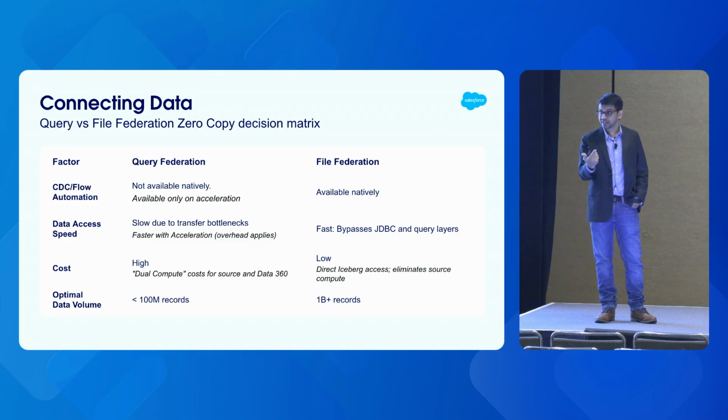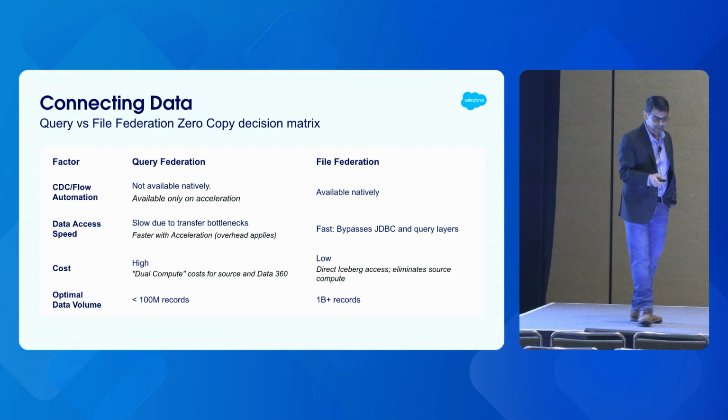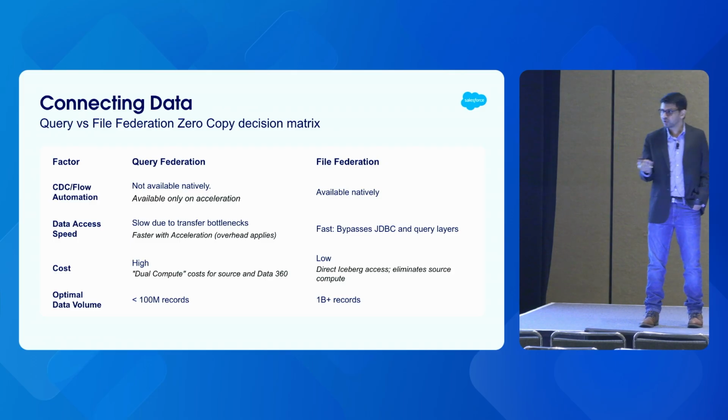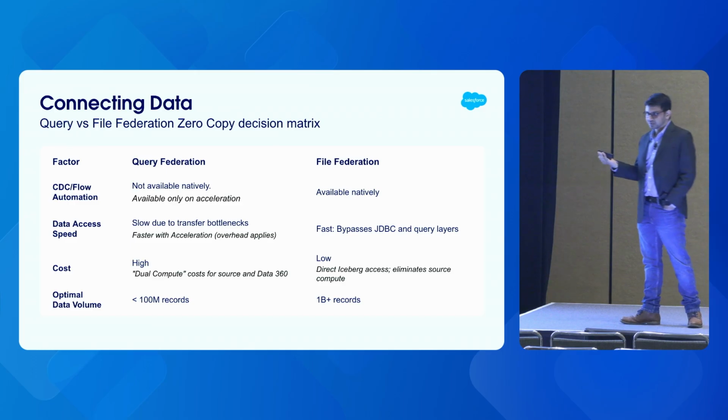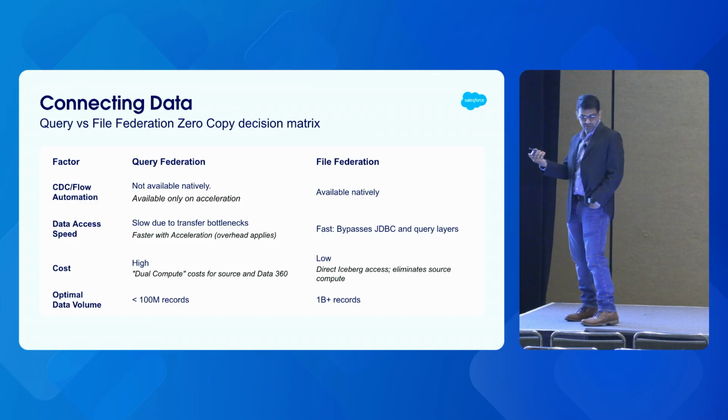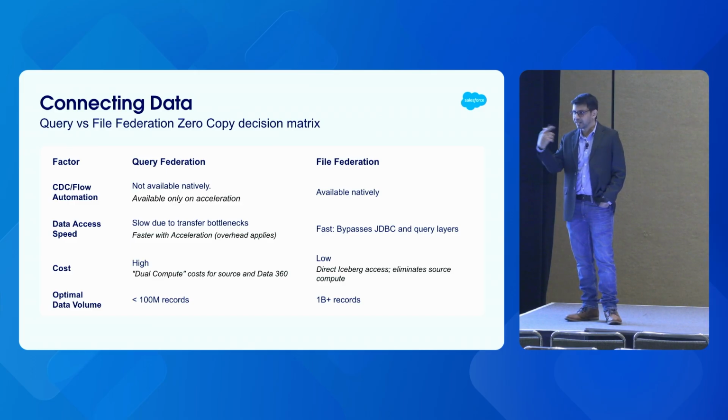Query federation cost is high because you have to pay both on the source and the Data 360 side, because the data is processed twice. On the other hand, file federation cost is much lesser. You just have to pay for the query on Data 360 and data transfer on the source. You don't have to pay for the query cost. Query federation is also better for a relatively lower volume of records because every time you have to access it from the source. File federation can handle much better because you are accessing the file system directly.